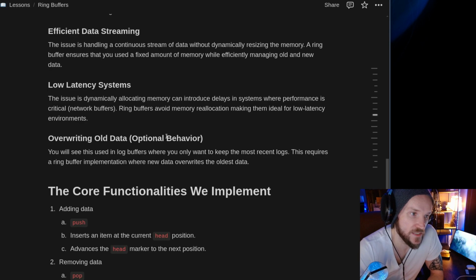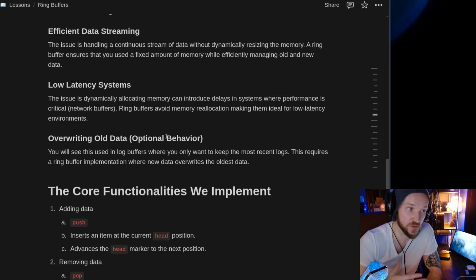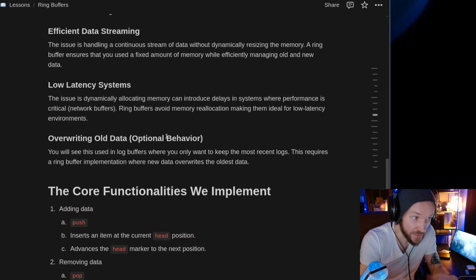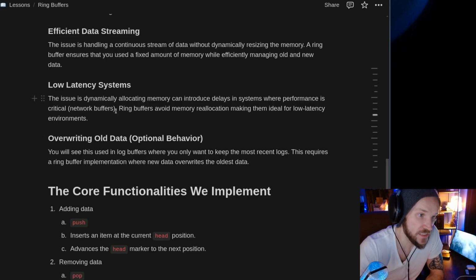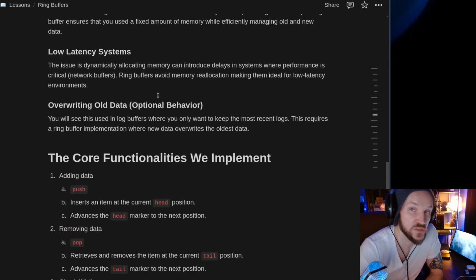The issue is handling a continuous stream of data without dynamically resizing the memory. And so a ring buffer ensures that you use a fixed amount of memory while efficiently managing old and new data. So imagine packets coming into a NIC, then they need to be processed. That needs to happen very efficiently and very fast. And then low latency systems. The issue with these is dynamically allocating memory can introduce delays in systems where performance is critical. And so ring buffers avoid memory allocation, making them ideal for low latency environments.